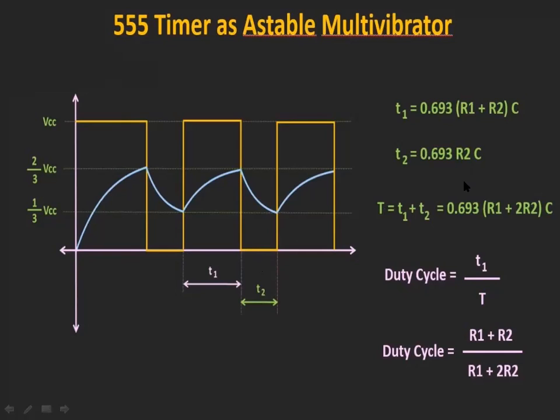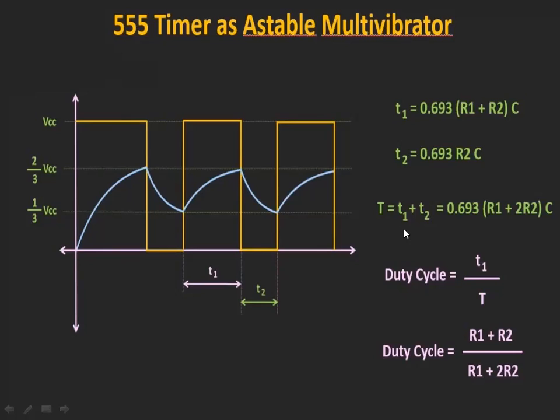That means the time period T1 is not equal to T2. So this astable multivibrator is going to generate a square wave which is asymmetrical, not a symmetrical waveform. So the total time period T is equal to T1 plus T2, which is equal to 0.693 into (R1 plus 2R2) into C.